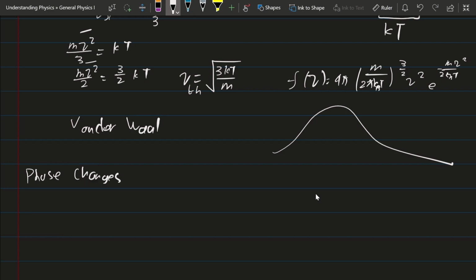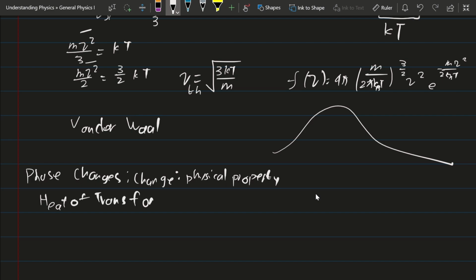So phase change is basically a change in the physical property of a material. The way that you try to understand phase change is to look at the amount of heat that you apply to the material, which leads us to the heat of transformation. This is basically the amount of energy you need per unit mass to change its phase.